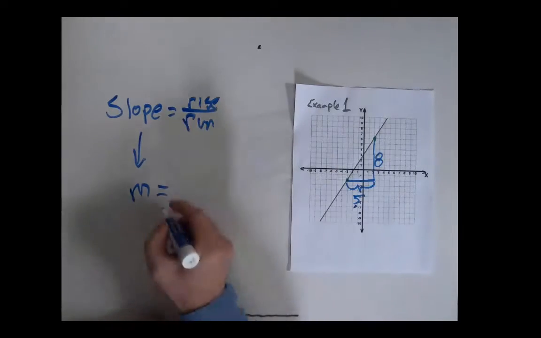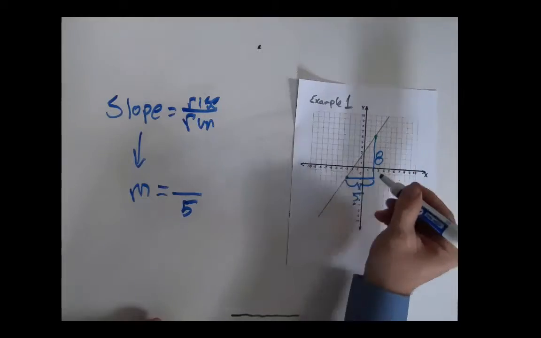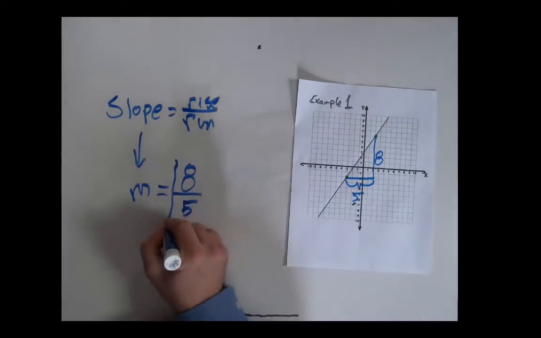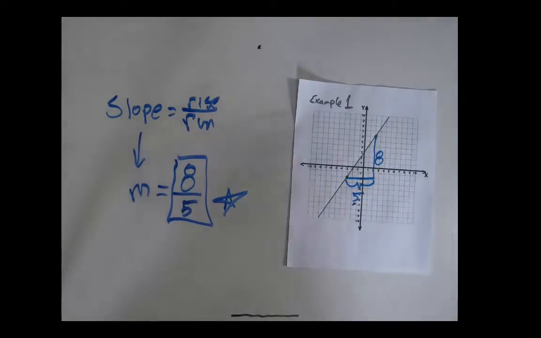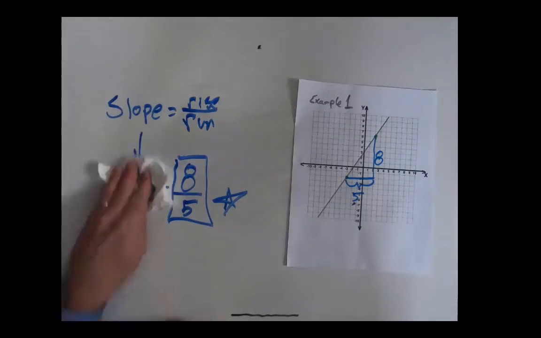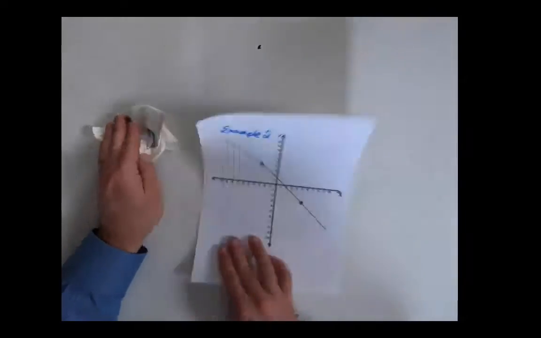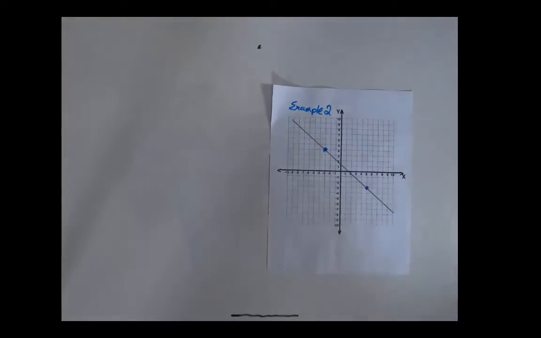But let's put in the run, which is 5, and put in the rise, which is 8. And there you have it. And we're going to leave that as an improper fraction to show that it rises 8 every time it runs 5. Here's another example. Example 2.